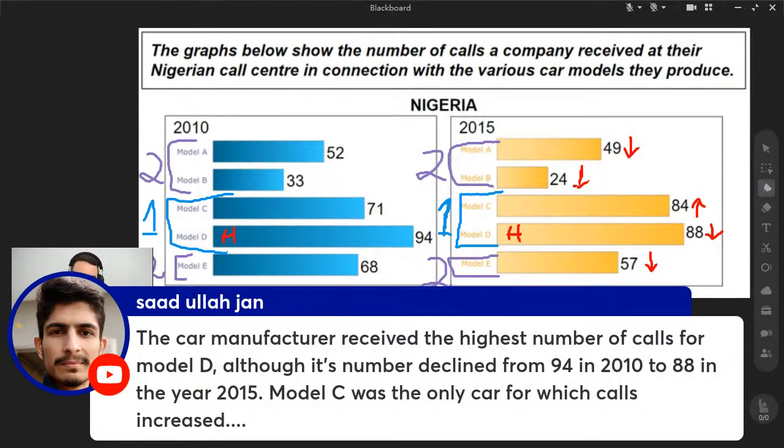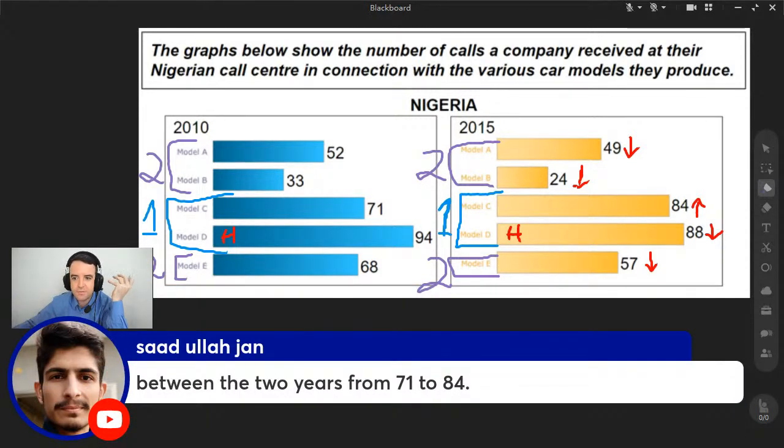Sad, the car manufacturer received the highest number of calls for Model D, although its number declined from 94 in 2010 to 88 in the year 2015. Nice. Model C was the only car for which calls increased. Yeah, obviously you're not finished, and I know we both know you're not finished, but okay, you have another bit here. Which calls increased between the 2 years from 71 to 84.